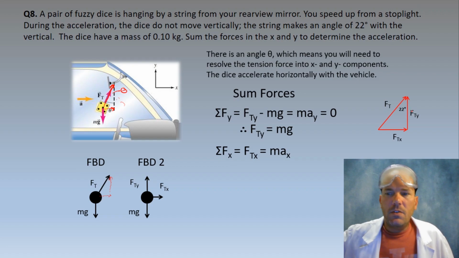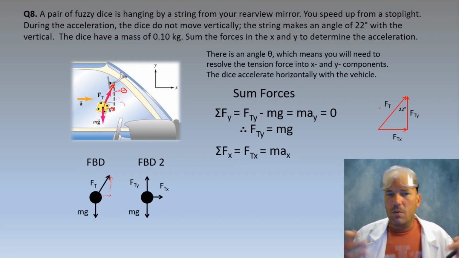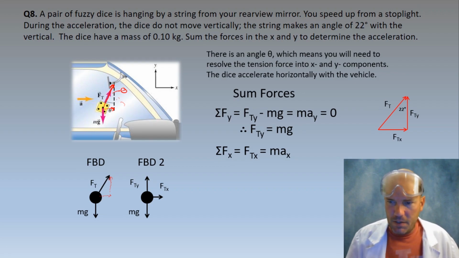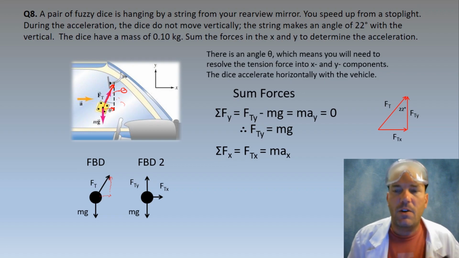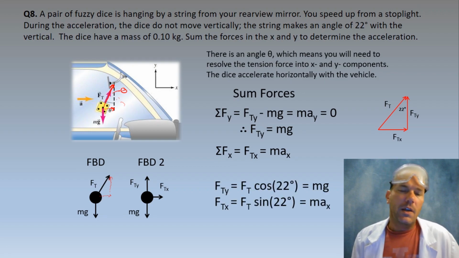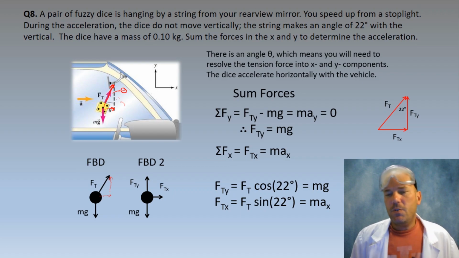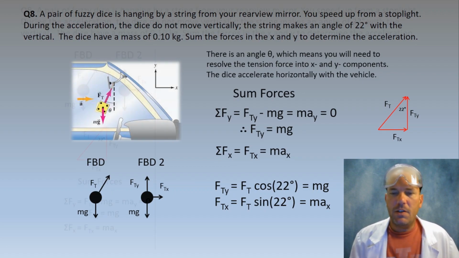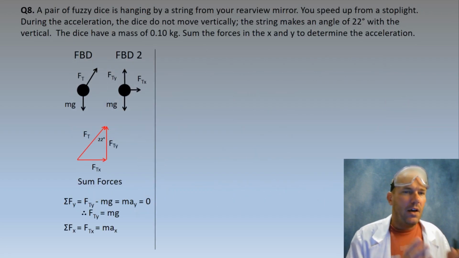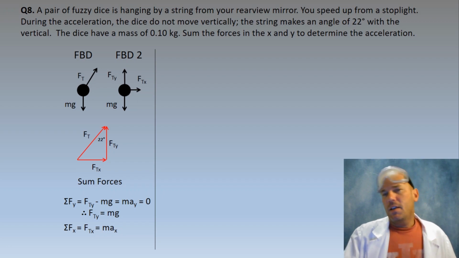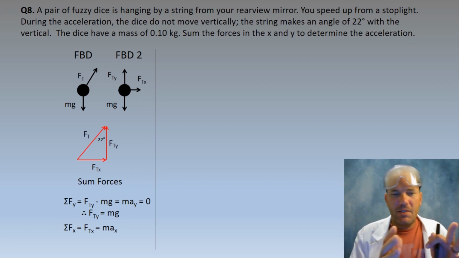So we're going to use cosine for the force of tension in the Y, and we're going to use sine for the force of tension in the X, given that we have a resultant vector overall of the force of tension, which is the hypotenuse of the triangle here. Okay, so if we put in this trig here, we get these expressions. And now let's go ahead and see what we can get from this information.